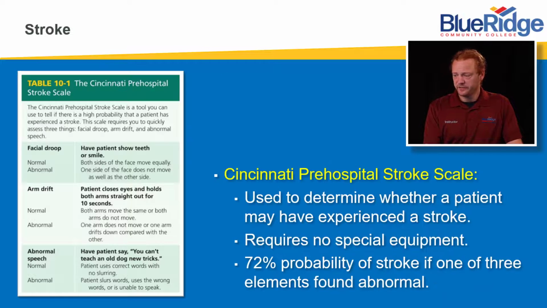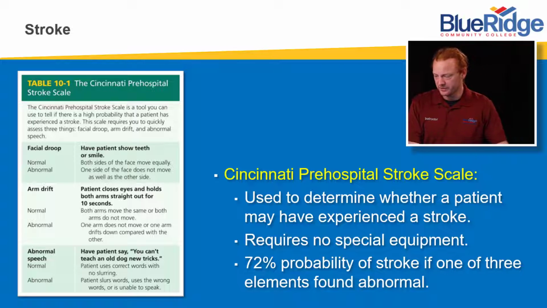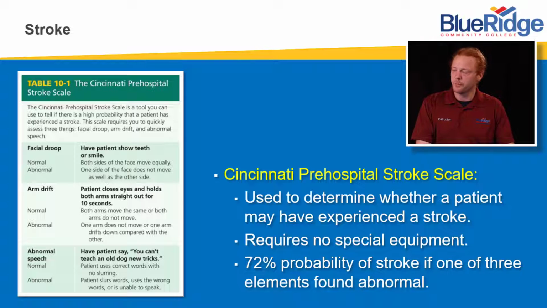So we have the Cincinnati Pre-Hospital Stroke Scale. This one is still moderately used in our region. It is used to determine whether a patient may have experienced a stroke, and it requires no special equipment and has a 72% probability of stroke if one of three elements has been found. And if you look here on the left side, there's a table.